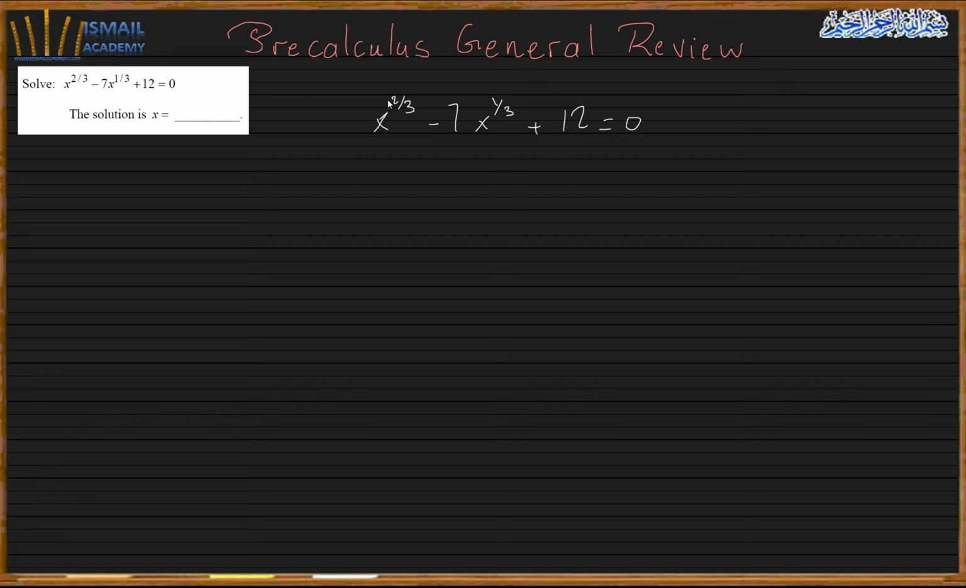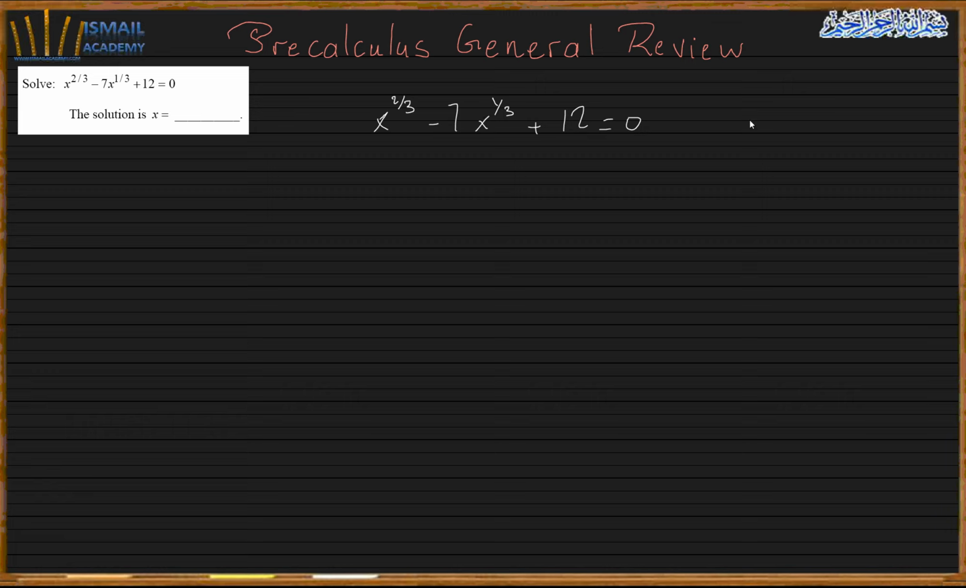When I see that this exponent, the leading one with the highest exponent, is twice the middle one, I'm dealing with a quadratic equation. When you see this is twice that one, that means this is a quadratic equation. So how can I change this one to a quadratic equation?